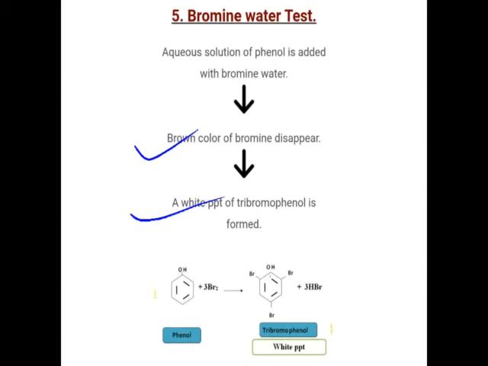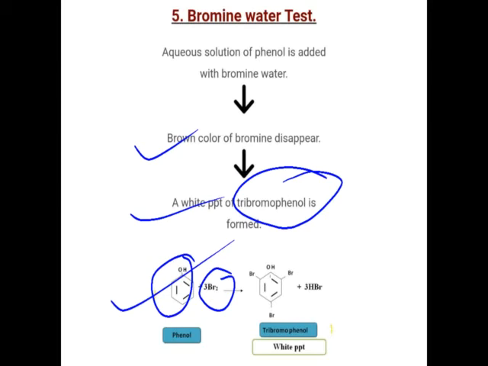So why is this white color precipitate formed? Because when phenol reacts with the bromine water, we are getting the tribromophenol, and this tribromophenol is insoluble, it is white color, that's why we are getting the white color precipitate. So that is the reaction. So this is the phenol, this is the bromine. So 2,4,6 tribromophenol, which is the white color precipitate. So if white color precipitate is formed, that means in the given sample phenol is present, so phenol confirm.